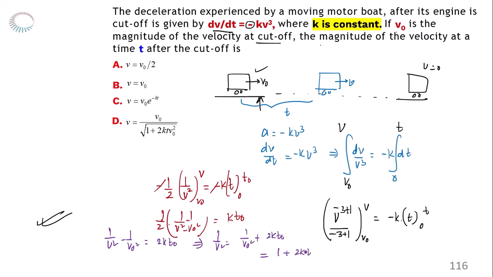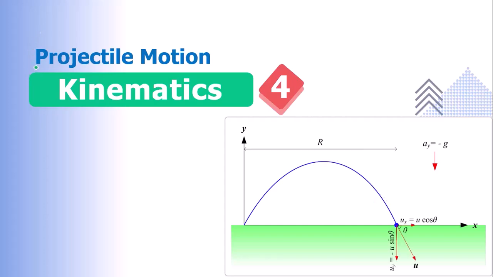1 plus 2 k t naught v naught square, divided by v naught square, equals 1 by v square. So if I simplify, v becomes v naught divided by under root of 1 plus 2 k t v naught square. Now under this part, I am discussing projectile motion.